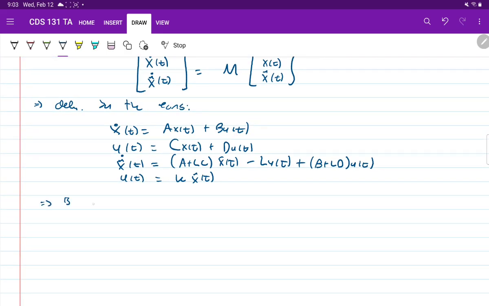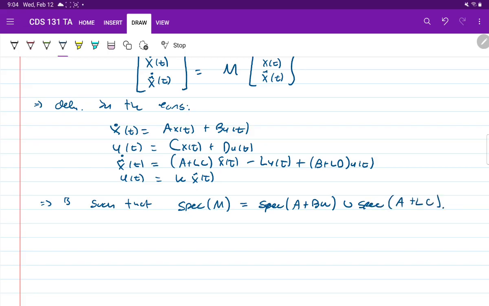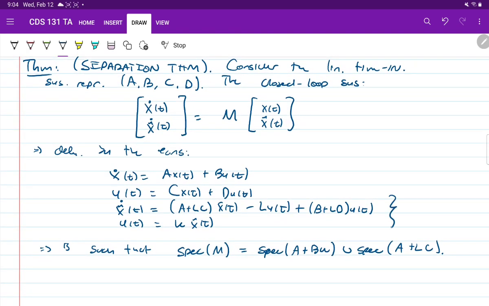This system is such that the eigenvalues of this matrix M, the spectrum of M, is simply equal to the eigenvalues of A plus BK union with the eigenvalues of A plus LC. So what this result effectively tells us is that if we design a controller based on a Luenberger observer, which has eigenvalues A plus LC, and then we design some nominal controller for our system, which has eigenvalues A plus BK, then the eigenvalues of the entire system, with our controller in closed loop with our original system, are the eigenvalues of A plus BK and the eigenvalues of A plus LC.